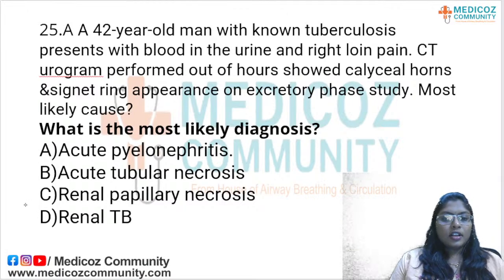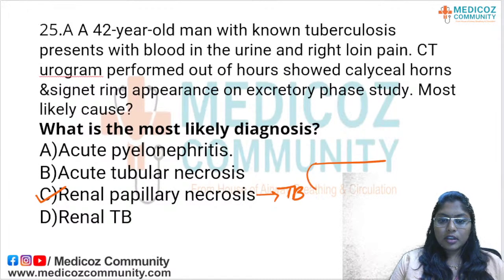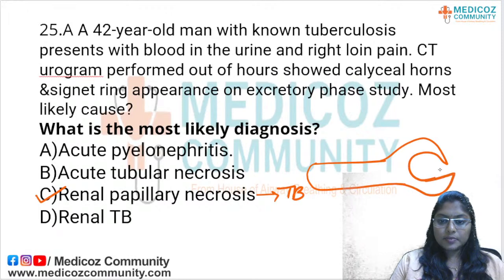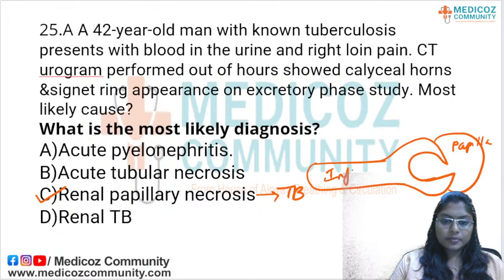Okay, renal papillary necrosis is characteristic for TB and there are multiple signs. This is the infundibulum and this is the papilla, the infundibulum, this entire thing is the calyx. So this is the normal appearance of the papilla.